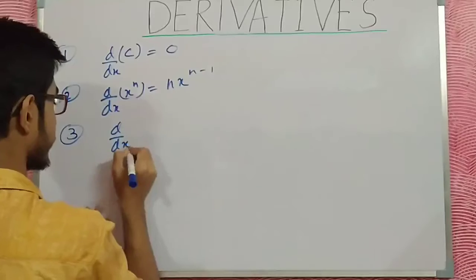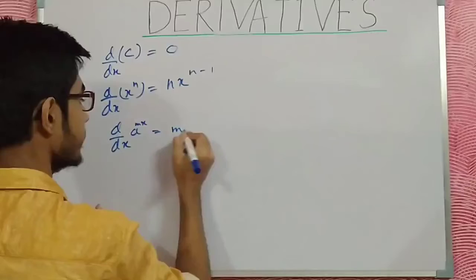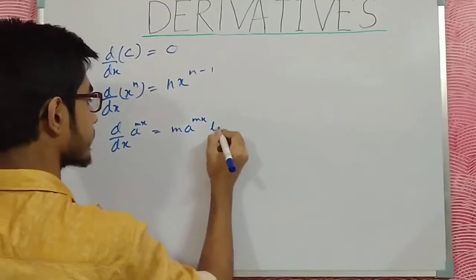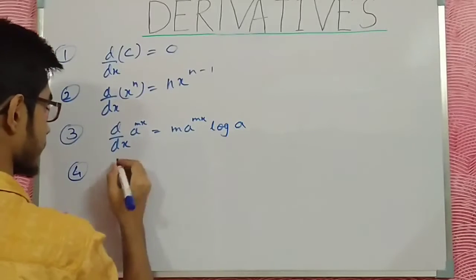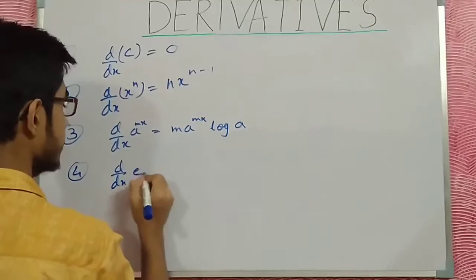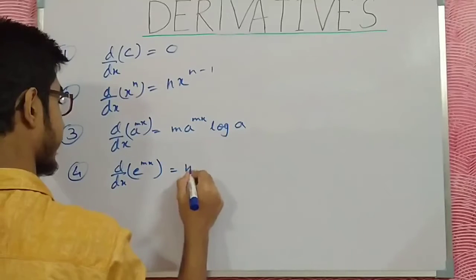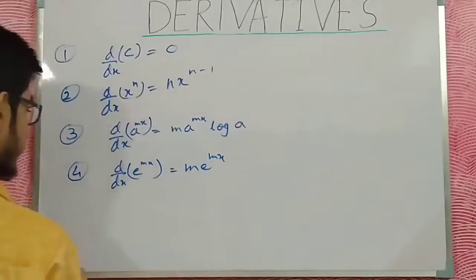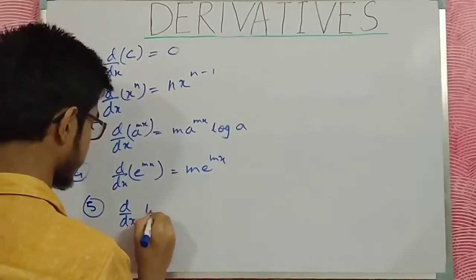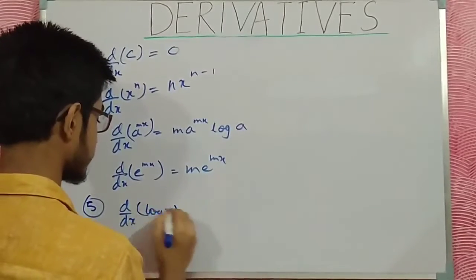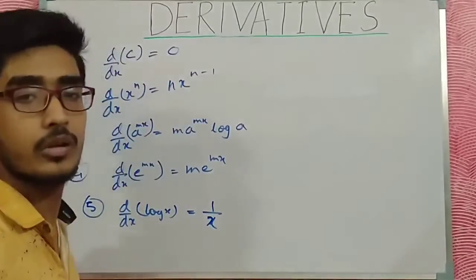Then d/dx of a to the power mx is m a to the power mx log a. Then d/dx of e to the power mx is m e to the power mx. And the fifth one is d/dx of log x. d/dx of log x is 1 by x. So these are some basic formulas of derivative.